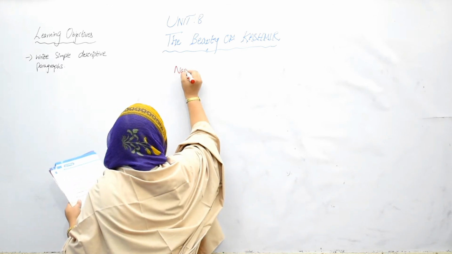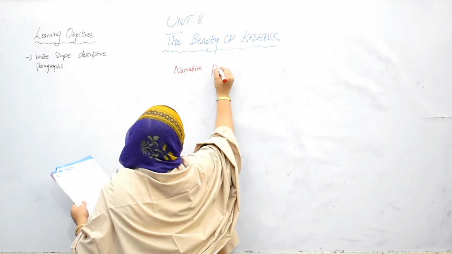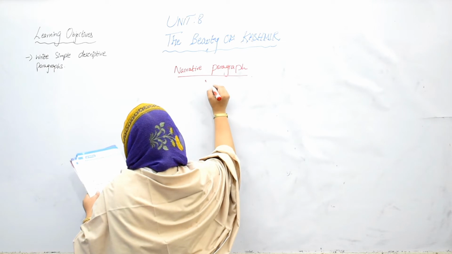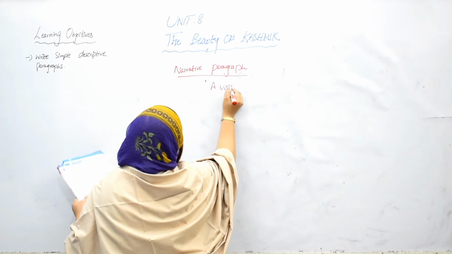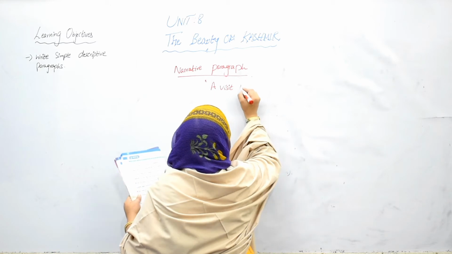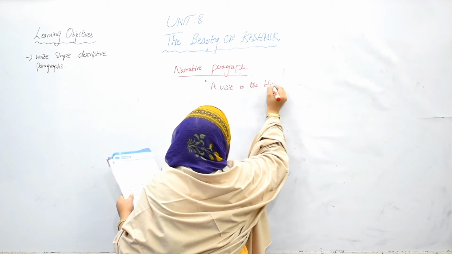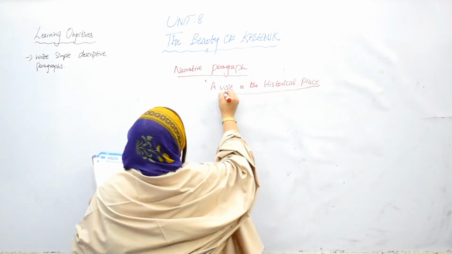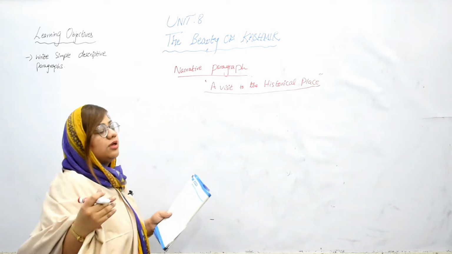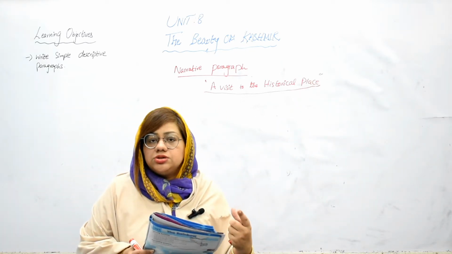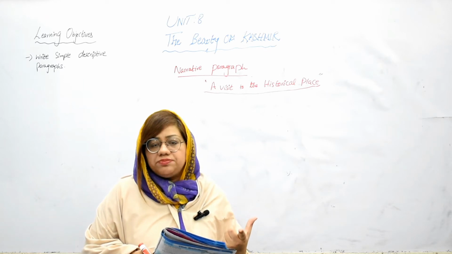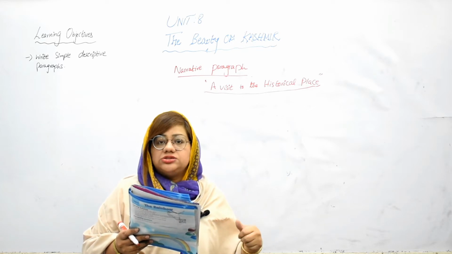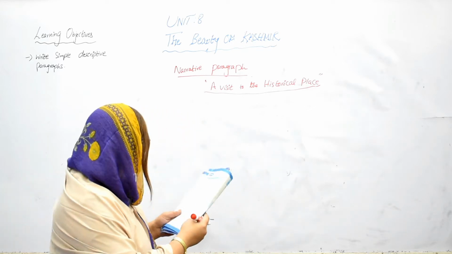A narrative paragraph on what topic? A visit to a historical place. Now, keep in mind the basic things that we have already discussed. We need to discuss the characters, the settings, the plots. We have already discussed that.